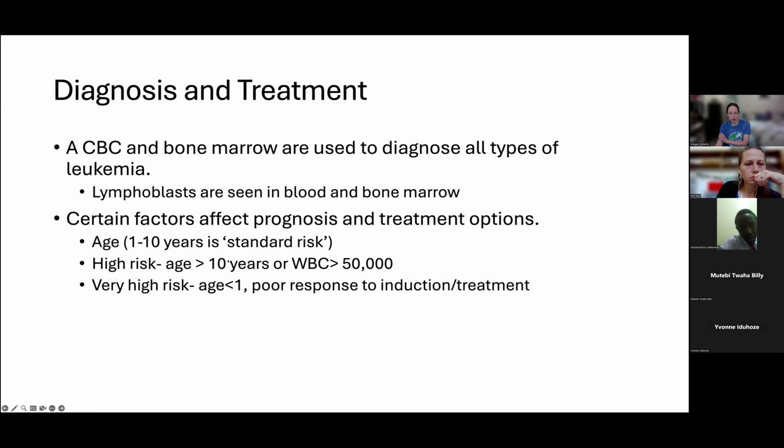High risk is if they're over 10 or if they present with a high white count of over 50,000. And very high risk is age less than 1 or if they have a poor response to your initial treatment. We'll talk a bit more about what you're going to do with this, but it is helpful to know this because what they do in leukemia is they provide risk stratified treatment, meaning a child who is very high risk is going to get much higher, more essentially toxic chemotherapy. Okay. What that means is that they are at higher risk of dying during treatment. And the treatment's less likely to work.